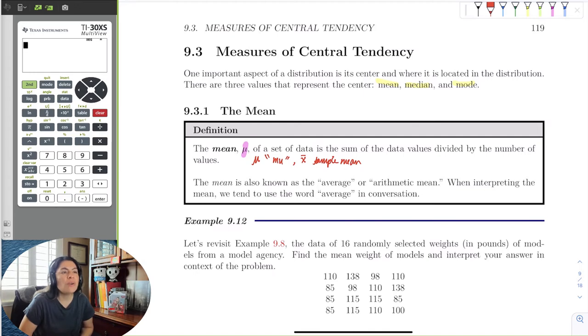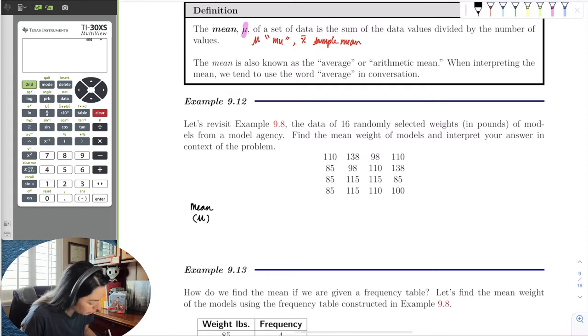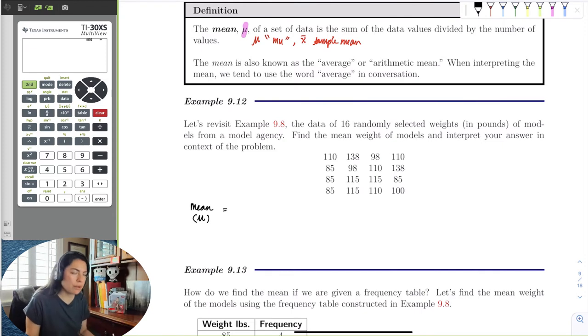Okay, so in order to calculate the mean, all we need to do is take all the observations, add them up, and divide by how many we have. The measures of central tendency are used with quantitative data. We need quantitative data in order to calculate the mean because it gives us meaningful information about our sample. So if we take the models' weights, how would we find the mean here? All we have to do is add up all the observations and then divide by the number of model weights we have. So the mean, and of course we can always use mu if we want, is equal to, and let's go ahead and add them up. The order doesn't matter. We just need to add them all up.